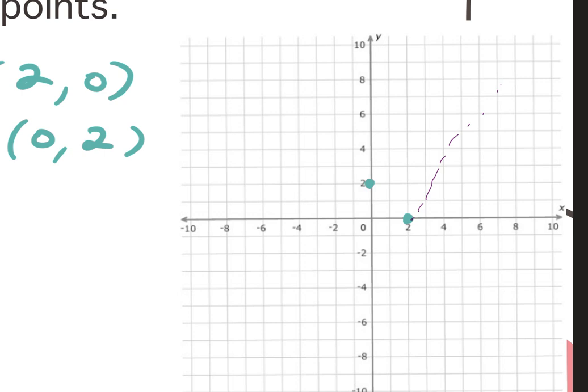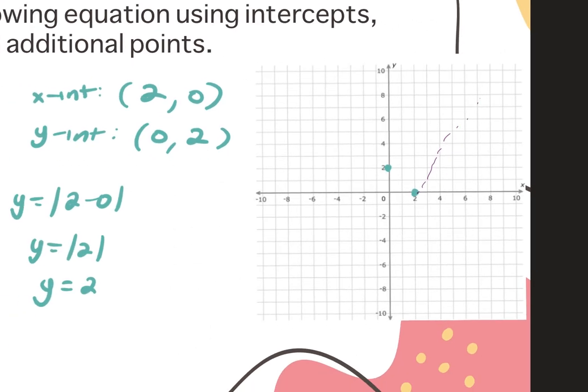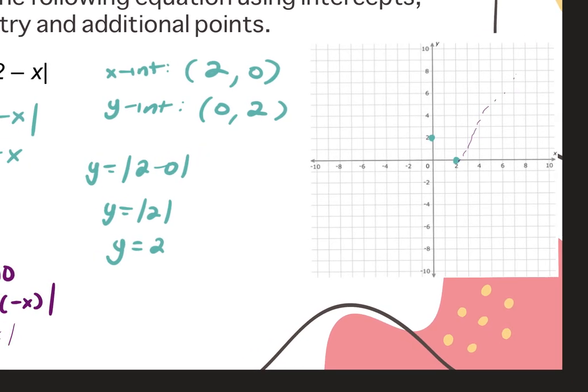If you remember your transformations, if something happens inside the absolute value bars, it means it's shifting left to right. So hopefully that also reminds you that this graph was shifted to the right. But if you don't remember that, and we haven't reviewed it yet, then you're relying on plugging in points.